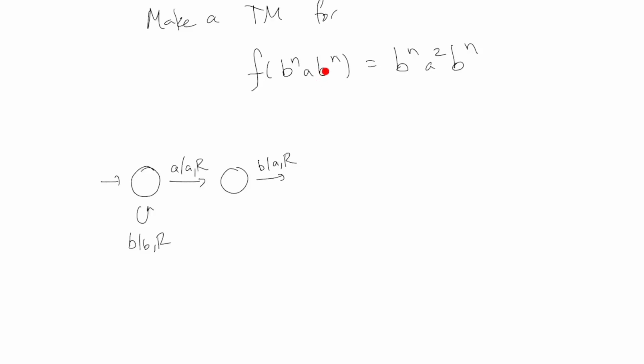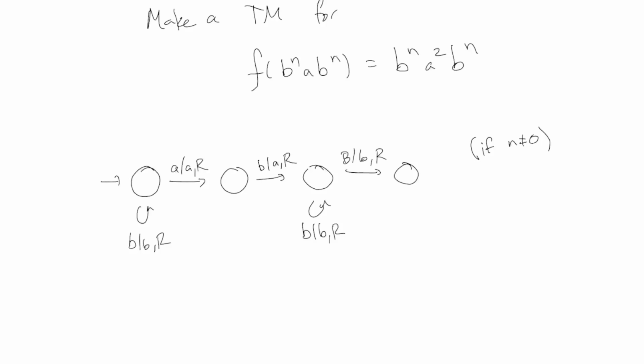Now I just destroyed one of the B's. In order to keep the same amount of B's at the end, I'm going to run to the very end of the string and put another B there. So here I will say B B R, running through all the rest of the B's on the tape. Eventually we get to a blank at the end, and I make that a B, like so. This assumes that n is not 0.